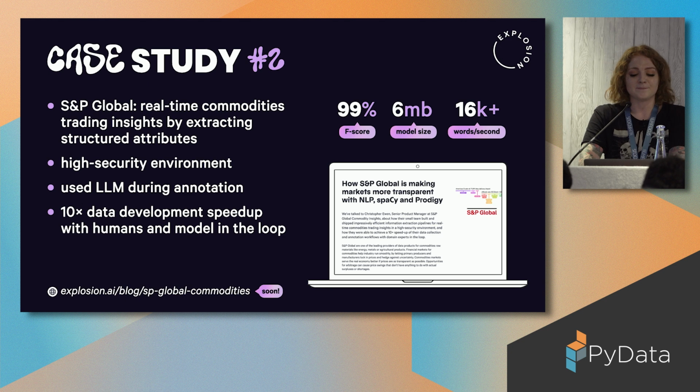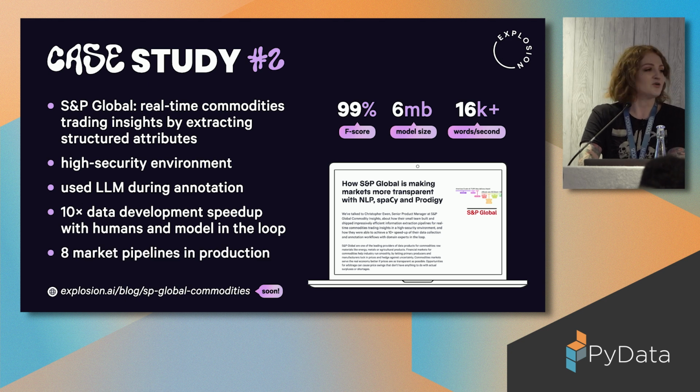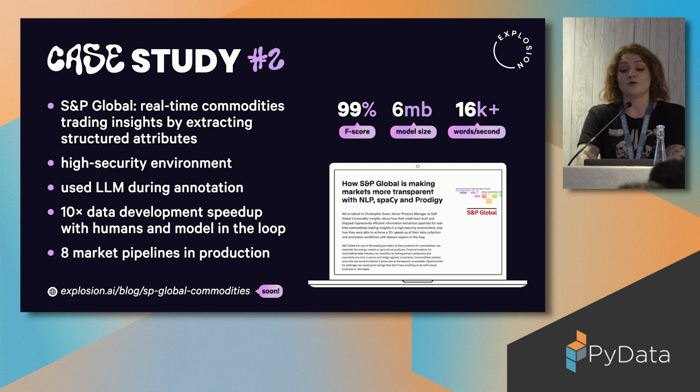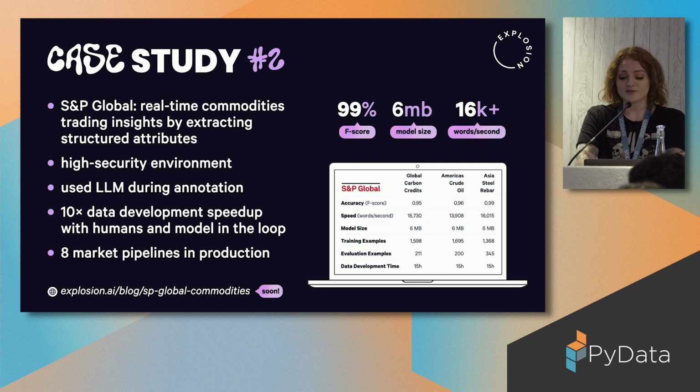So I thought that was very impressive. They currently have 8 market pipelines in production, with more to come. And their models are 6 megabytes. So let that sink in. That's really tiny, and they achieve very high accuracy and run at up to 16,000 words per second, and entirely private and in-house.